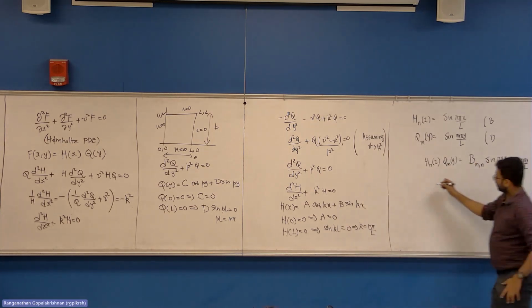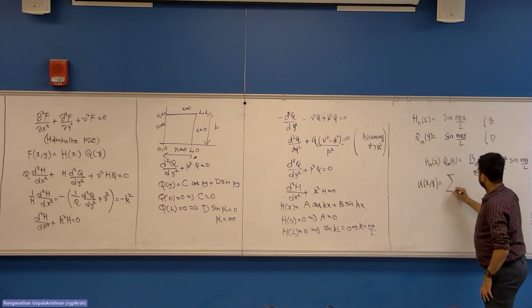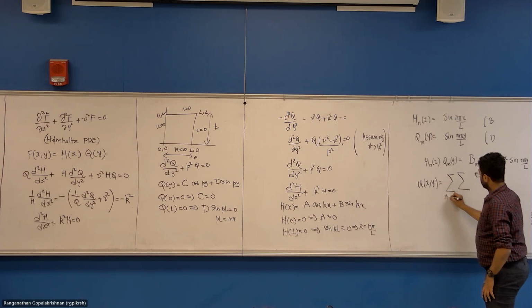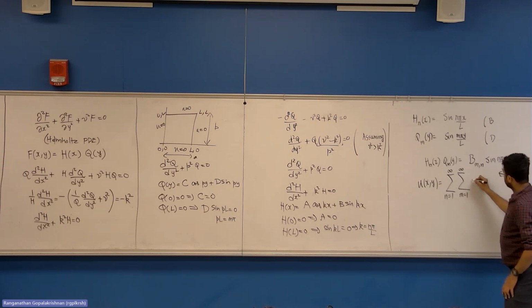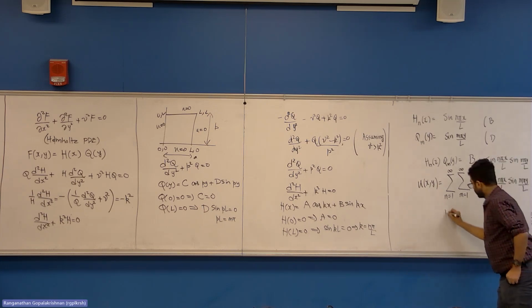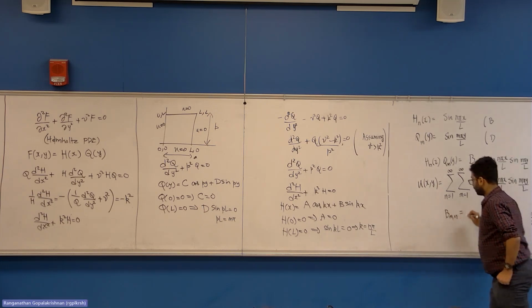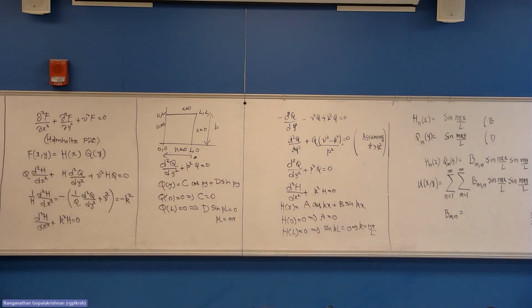So we would have u of x comma y to be a double summation, n equals 1 to infinity, m equals 1 to infinity, b_mn sin n pi x over L sin m pi y over L. And we need a formula for b_mn. We didn't really go over this when we did Fourier series, so I'm just airdropping a formula.